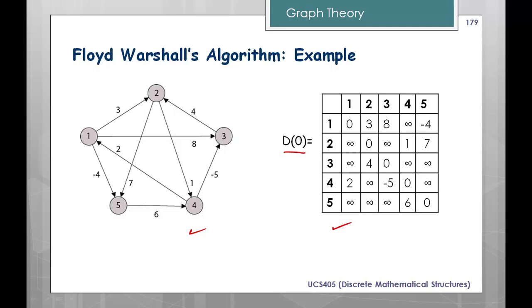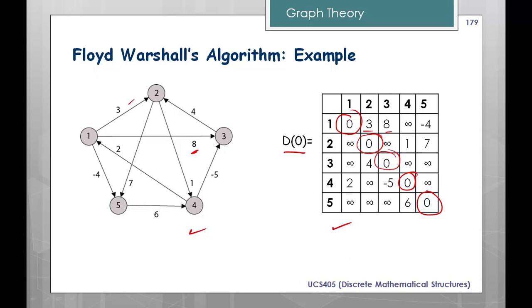So that's why in the matrix, 1 to 1, 2 to 2, I'm writing 0 because there is no concept of self loop in this graph. If there is a self loop, we will put up the distance, but right now there is no self loop. Now 1 to 2, how much is the distance? 3. So we will put it here. 1 to 3, what's the distance? 8. Yes, okay. 1 to 4.